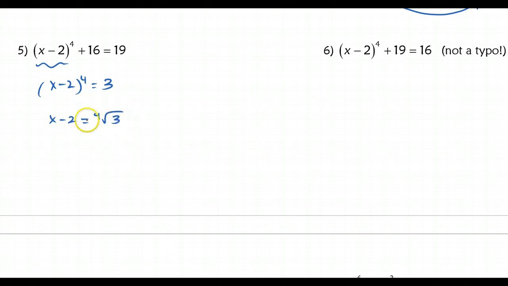Now when I do this, the fourth root of 3, remember, since it's an even exponent here, I'm going to get two unique solutions, positive or negative, fourth root of 3. So I get x equaling 2 plus or minus the fourth root of 3 to get me two unique solutions here.